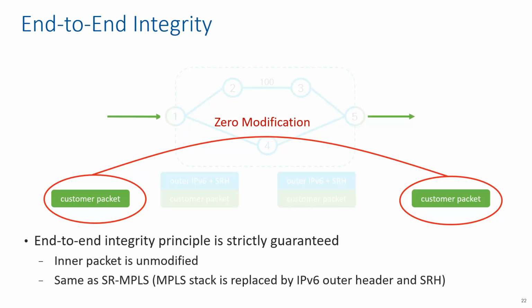We obviously provide end-to-end integrity to the customer packet because all of the SRv6 network programming operation is applied to the outer header that is pushed at the ingress PE and removed at the egress PE. So the customer packet is completely untouched. It has end-to-end integrity. If you look at it, it's exactly like what would have happened in an MPLS domain.